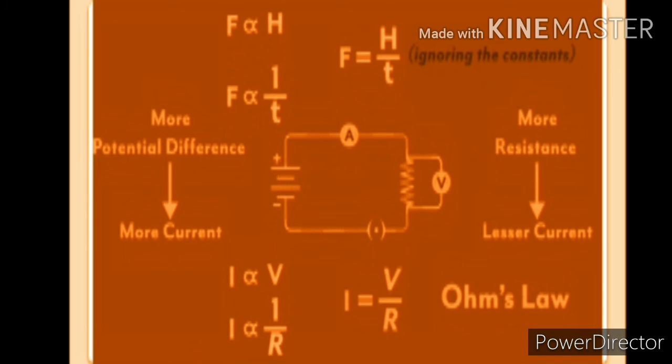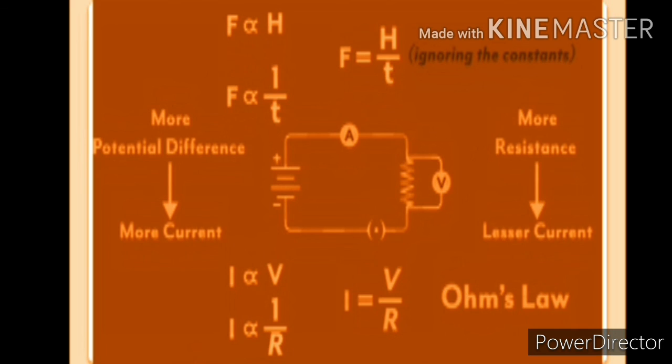I is the flow of current in the circuit. Earlier water was flowing; here the current is flowing. As resistance increases, the current flow decreases. As resistance decreases, the current flow increases. It is given as I equals V by R. So the relation is I equals V by R, which means I is directly proportional to V, and I is inversely proportional to 1 by R.